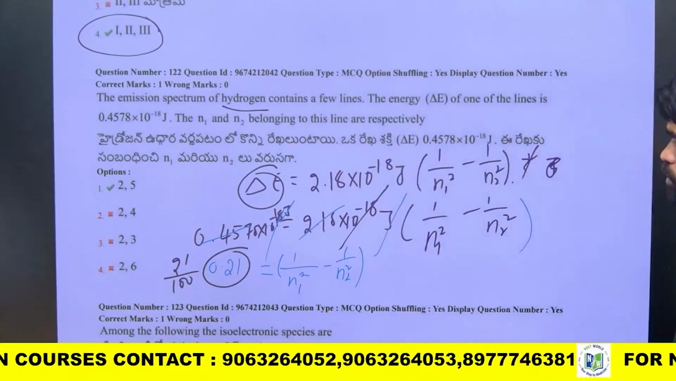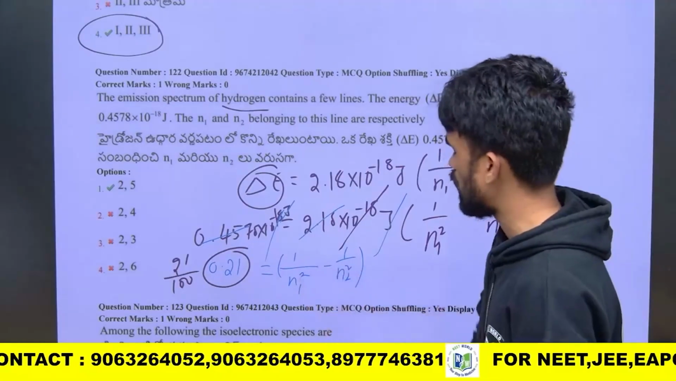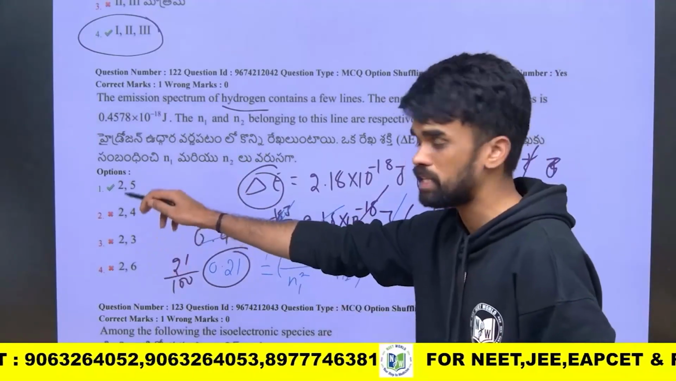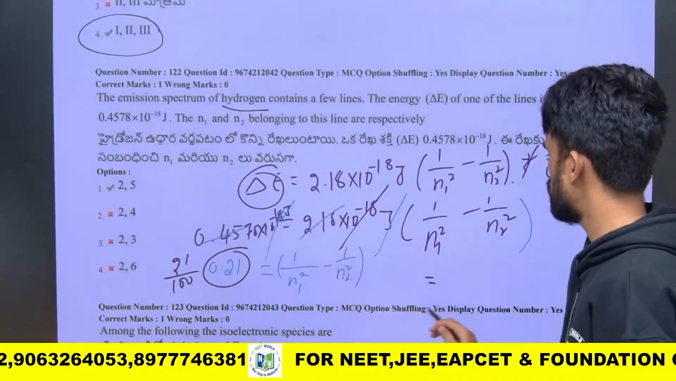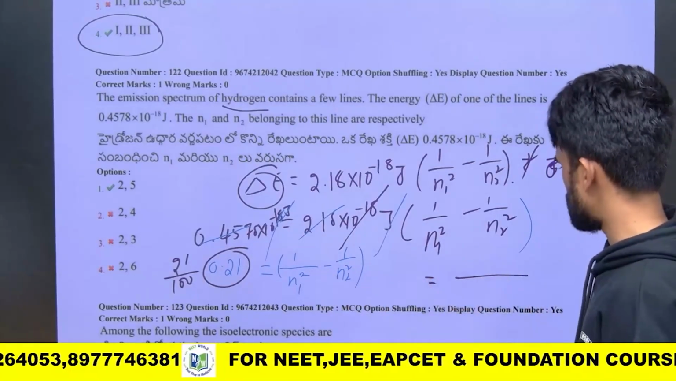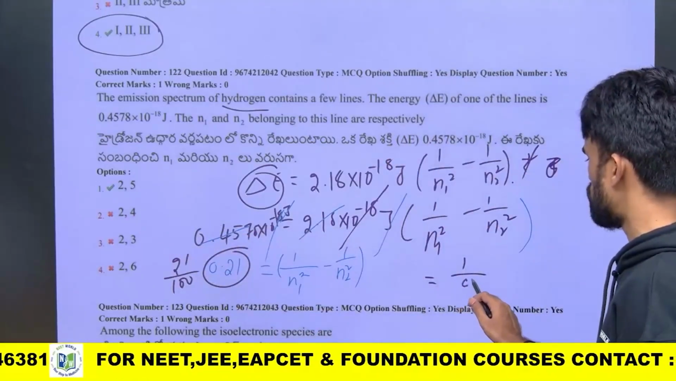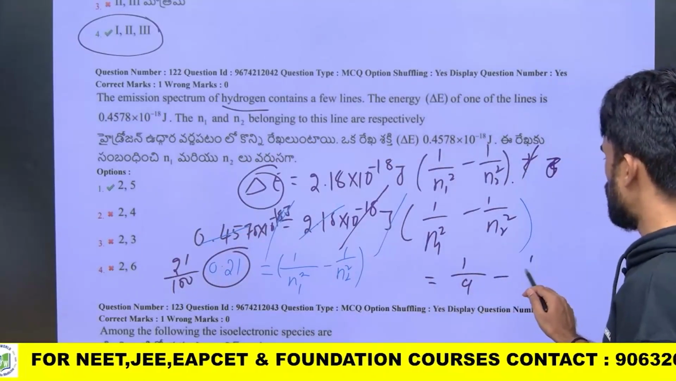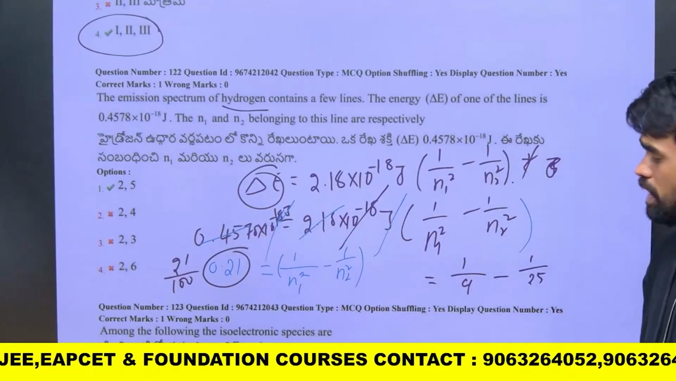Okay, so I have written 21 by 100 here. Now, by placing this 1 by n1 square, 1 by n2 square, by substituting this value, you will be getting this ratio. Let us check once. Here, 1 by n1 square, n1 is 2, 2 square is 4, I am taking here, and 1 by n2, n2 is 5, 5 square is 25. Okay, we can take it like this.